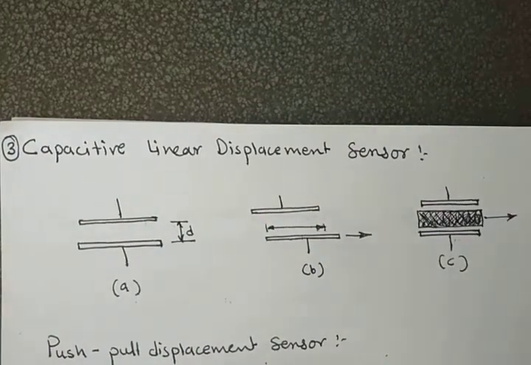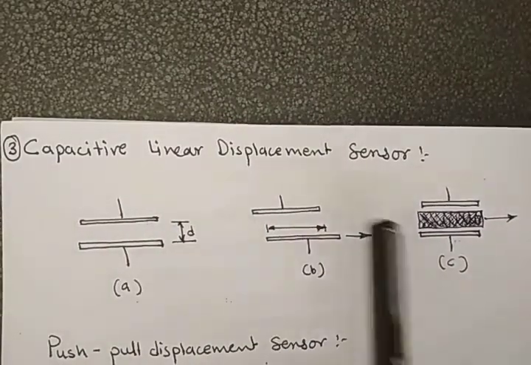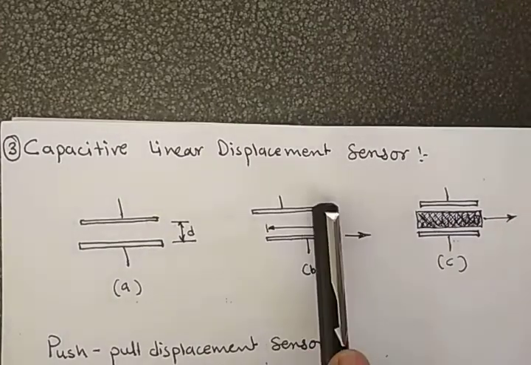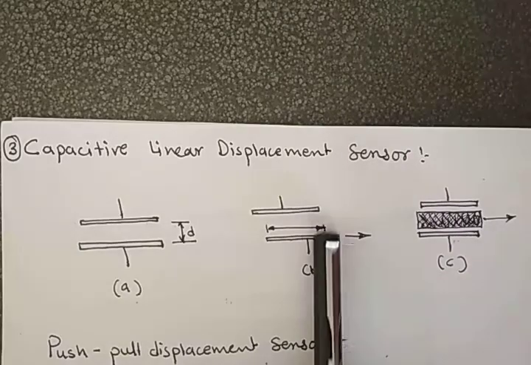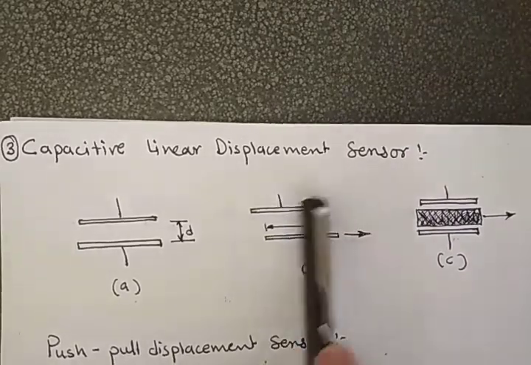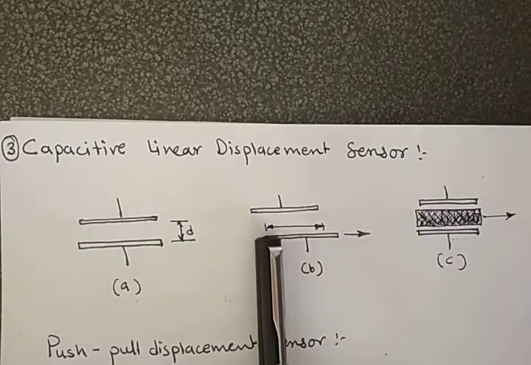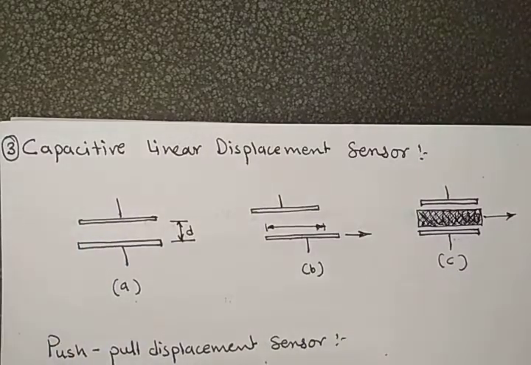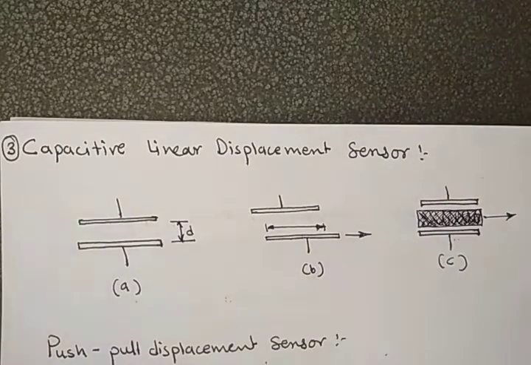Now in figure B, we are sliding one plate, so what will happen is that the area of overlapping, which is a better word, is getting changed, so the capacitance of the sensor will change, and we can observe how much movement has happened.